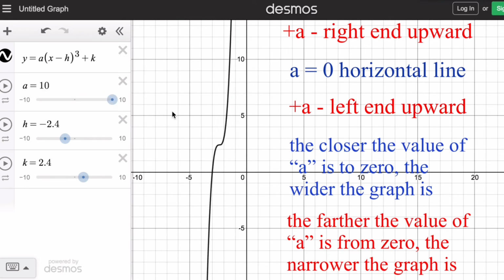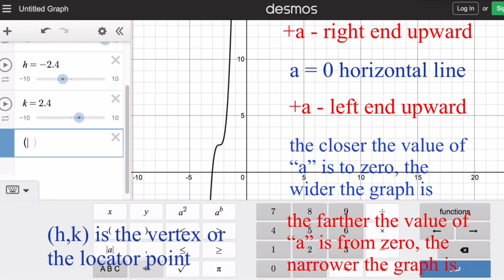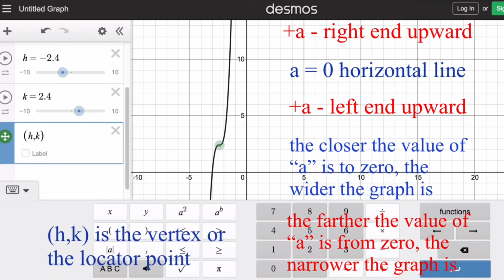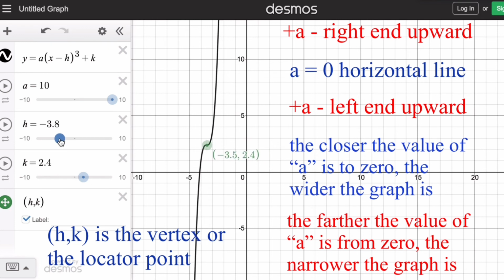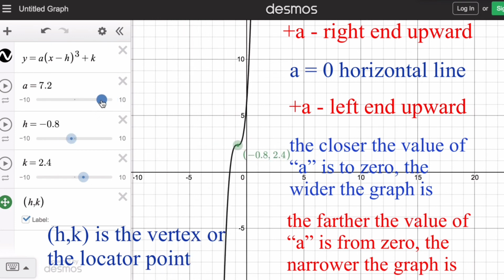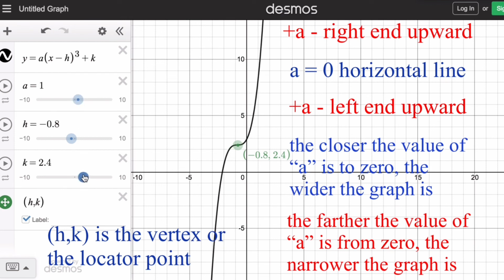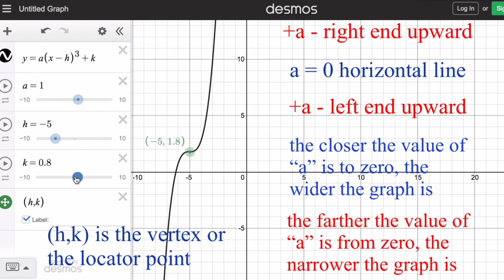Now, we also remember that the coordinate (h, k) is the vertex, or the locator point, of the graph, where h translates the graph left or right, while k translates the graph up or down.